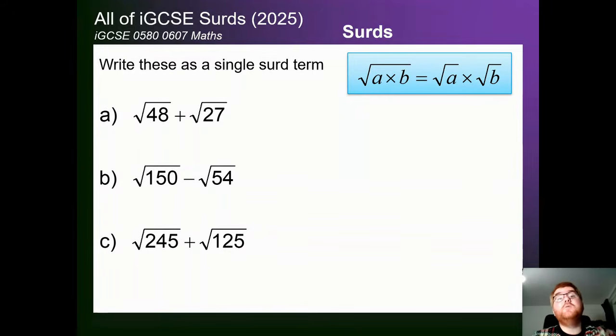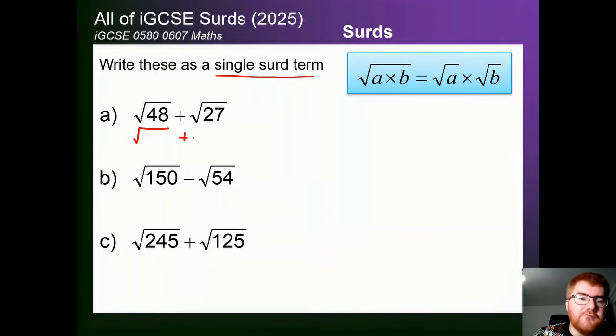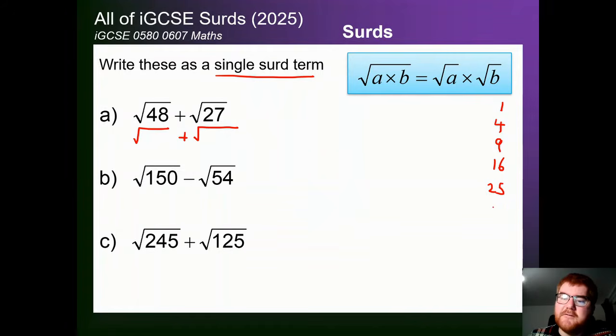Okay, so the reason we do simplifying, it allows us to add and subtract surds. So we can't do square root of 48 plus root 27. We can't just add them together and get the square root of 73. That doesn't work because the functions are both non-linear. So the reason we simplify, it allows us to make this a single surd term. Okay, let's talk about what that actually means. So first of all, we need to split both of these square roots with a square number. Remember our list of square numbers: 1, 4, 9, 16, 25, 36, 49, and then we continue.